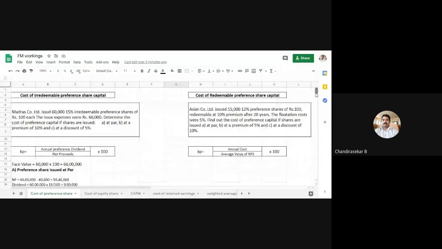So this is the next one. In case of redeemable preference share, when the company issues the prospectus itself, they will mention that the company will redeem back the preference share issued by them after a certain number of years. Here they mention 20 years. Asian Company Limited issued 15,012% preference shares of rupees 100 each, redeemable at 10% premium. You see, they agreed to redeem at 10% premium, so it will be a benefit to the shareholder. To attract the shareholder, the company agreed to redeem at premium, means for every 100 rupee redeemable preference share, they will pay 110 rupees. That is called a 10% premium. When? After 20 years. So the 20 years is the maturity period. The flotation costs were 5%. Flotation cost means issue expenses, which is 5%. Find out the cost of preference share capital if shares are issued at par, at a premium of 5%, and at a discount of 10%.